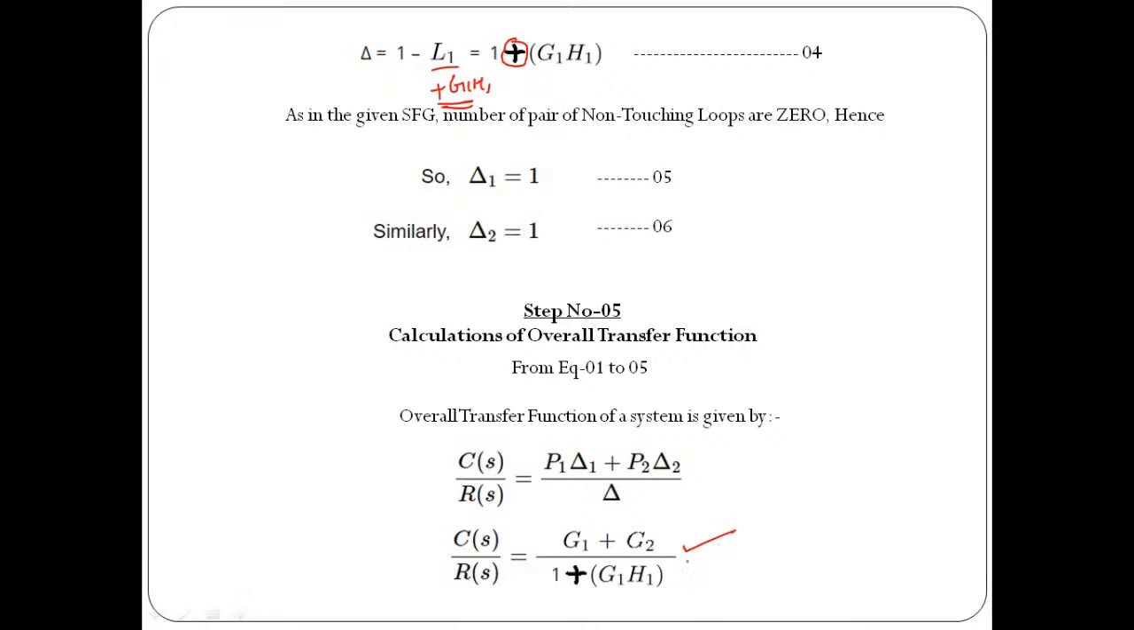I hope this is clear to everyone, how we can apply the logic to convert a block diagram into the corresponding signal flow graph, and then how to apply Mason's gain formula to find out its corresponding transfer function.